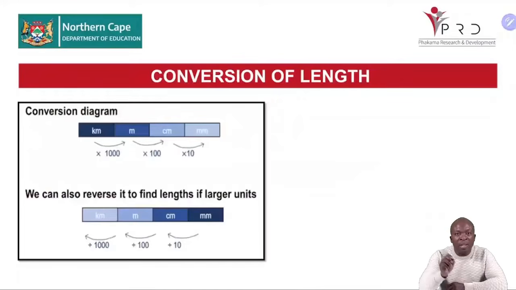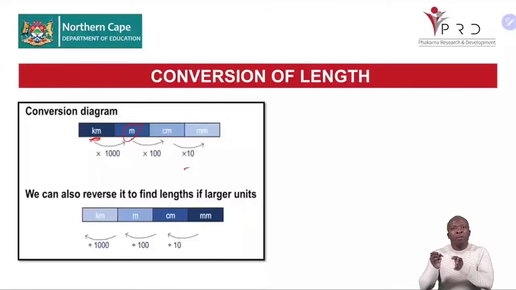Do you see what I've done here? This is what you call the conversion diagram. So if you want to convert distance, length, let's say from kilometers to meters, you multiply by 1000. If you convert from meters to centimeters, you multiply by 100. And then from centimeters to millimeters, you multiply by 10.